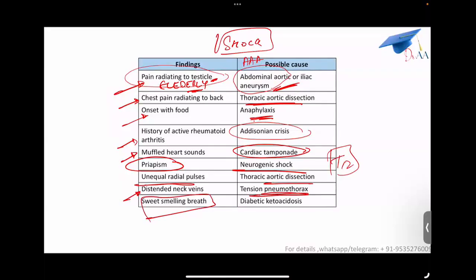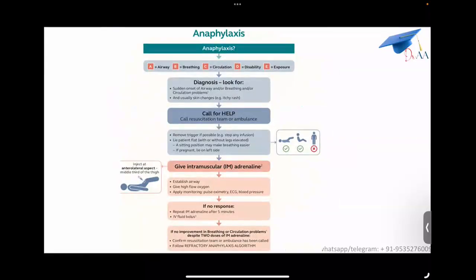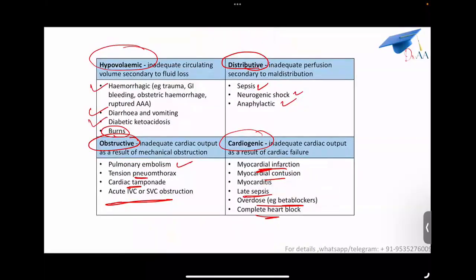Sweet smelling breath along with an acidosis, with significant ketones and significant blood sugar levels, or a known diabetic, then you're thinking about diabetic ketoacidosis. That briefly is what we are touching about shock.